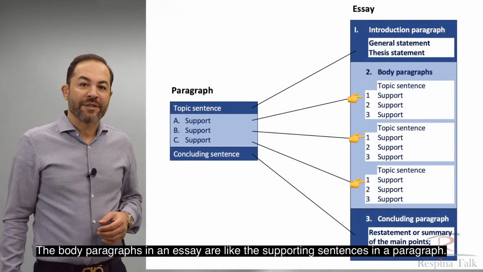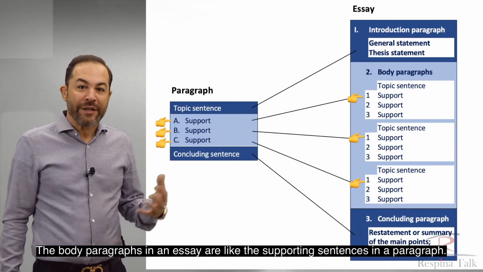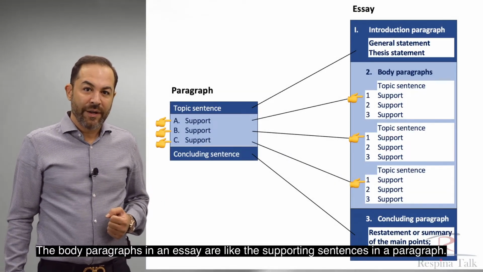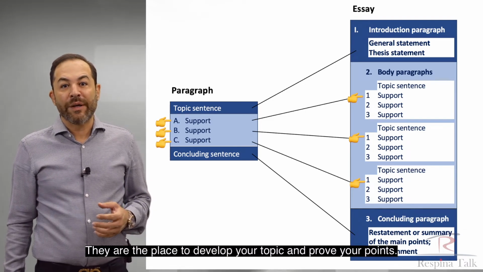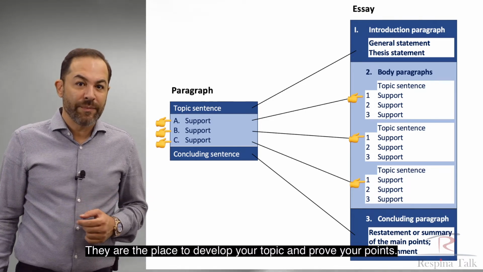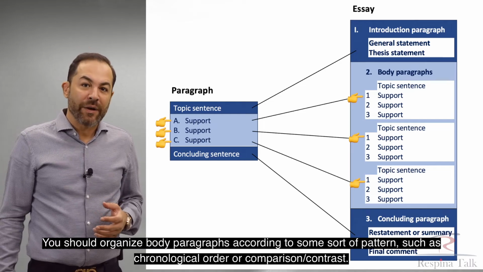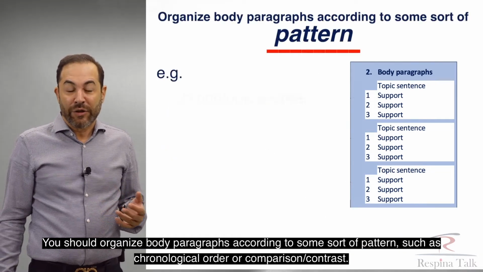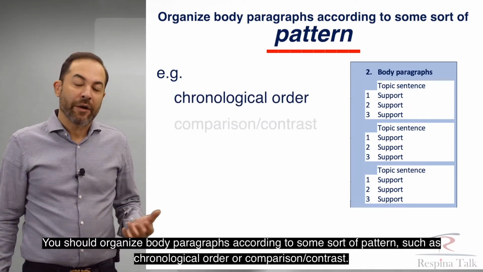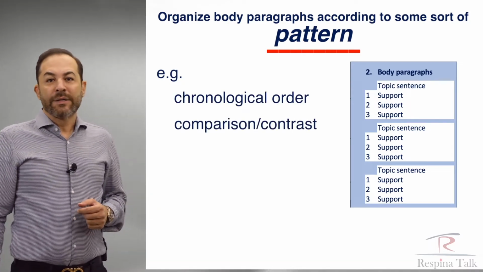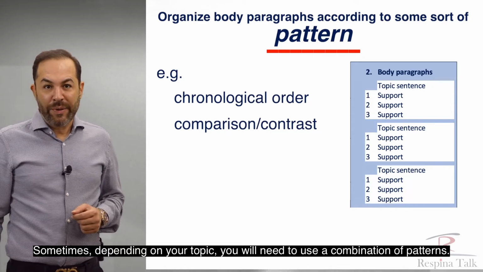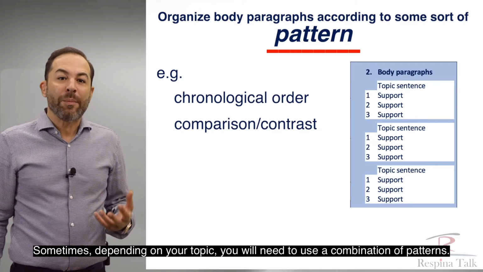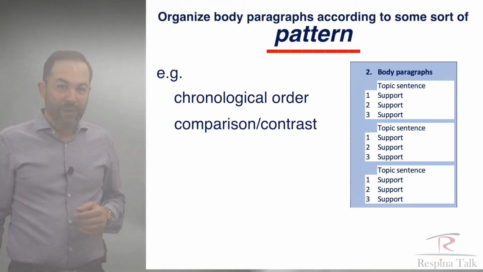The body paragraphs in an essay are like the supporting sentences in a paragraph. They are the place to develop your topic and prove your points. You should organize body paragraphs according to some sort of pattern, such as chronological order or comparison-contrast. Sometimes, depending on your topic, you will need to use a combination of patterns.